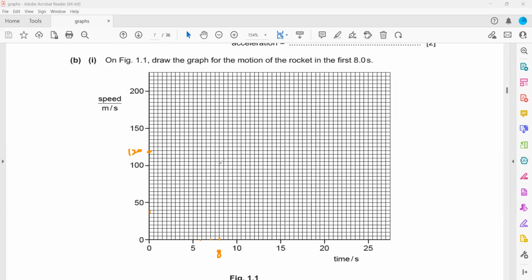So we mark a point at 8 seconds where the speed was 120, and they mention it is a constant acceleration. So on a speed time graph, how do we represent a constant acceleration? We draw a straight line, which shows it was having a constant acceleration.